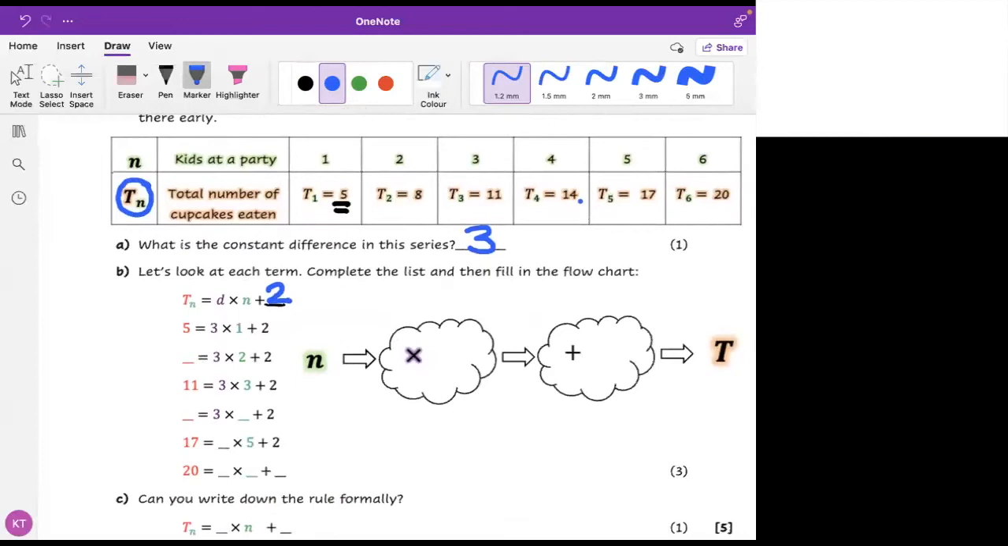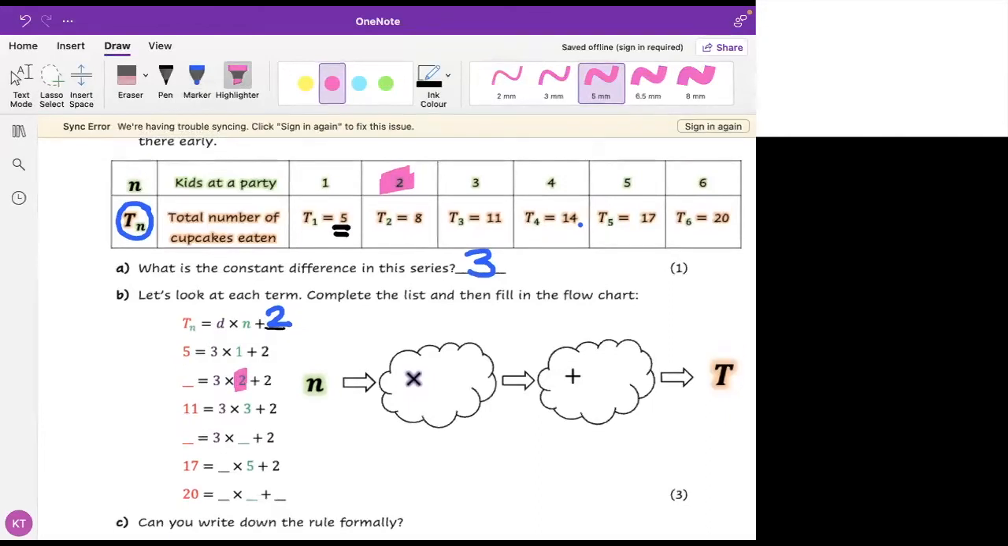Let's move down and have a look. That's true. So we know that 5, because that's the one we've just worked out, 1 is equal to 3 times 1, which is 3, plus 2 gives me 5. Now I'm looking at this next one here, this column over here, where the n is equal to 2.